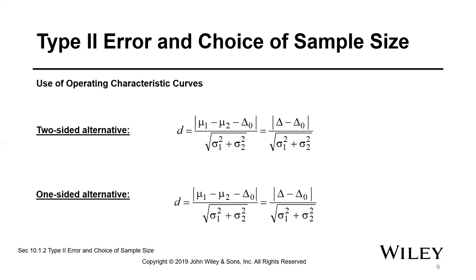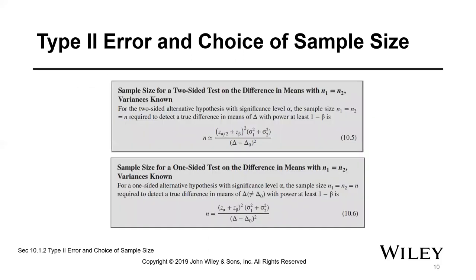So, to find the D, the choice of sample size, you could take the absolute value of the difference in the mean over the square root of the standard deviations, and that would give you your D for one-sided or two-sided. Is there a difference between one-sided and two-sided? There's not a difference. So you can choose your sample size based off of that. Oh, no, that's for finding the D, sorry. These are the ones to find your sample size.